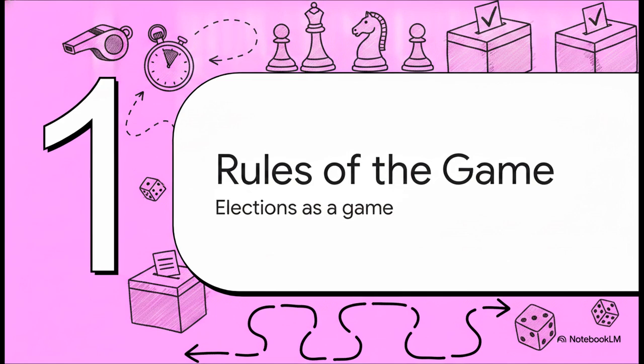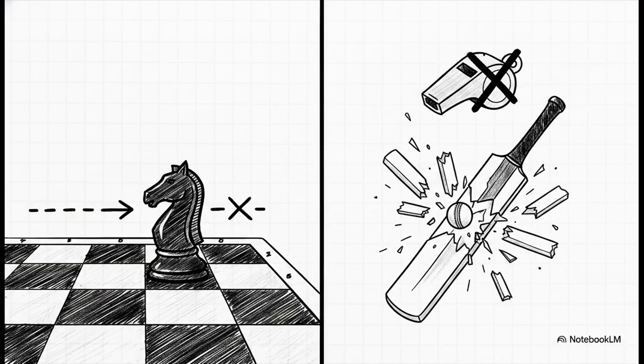Section 1. The rules of the game. Chess, cricket, and elections. Think about playing a game of chess for a second. What would happen if, out of nowhere, the knight started moving in a straight line instead of its usual L shape? Or imagine a game of cricket with absolutely no umpires to make the calls. Total chaos, right? Maybe even a few brawls.